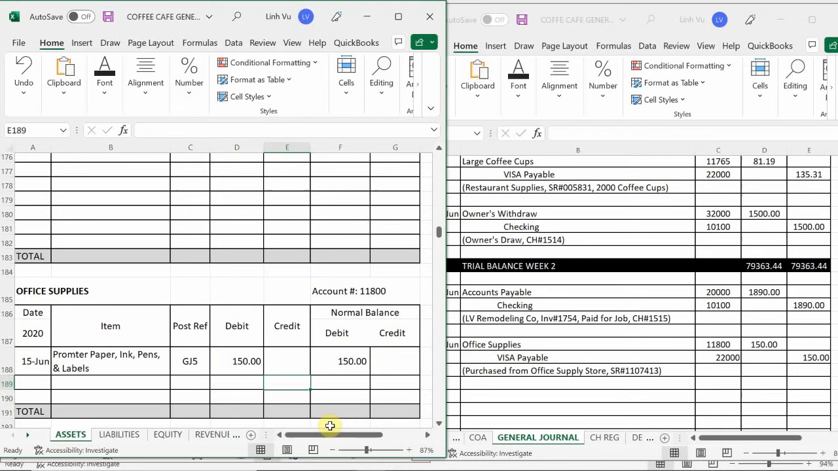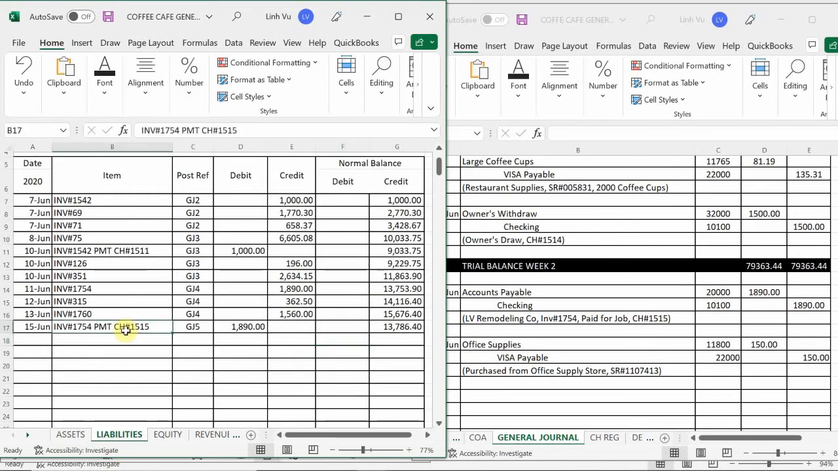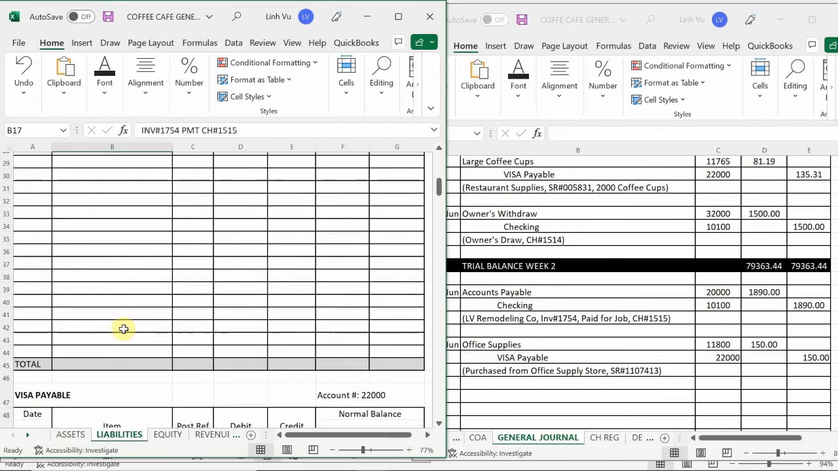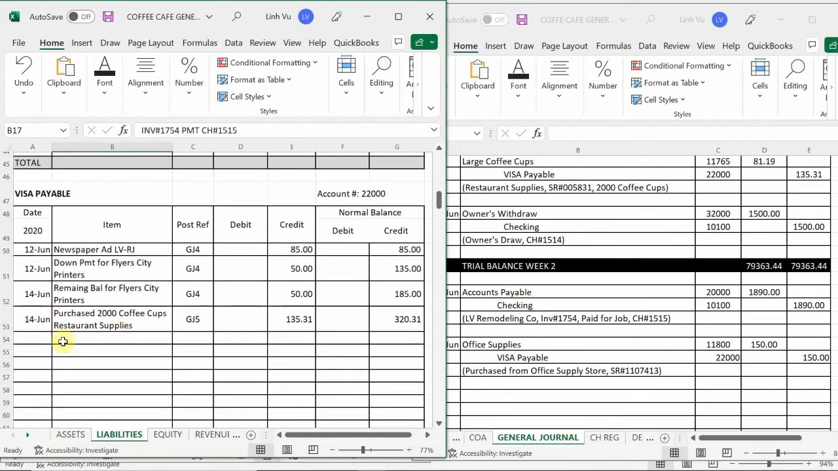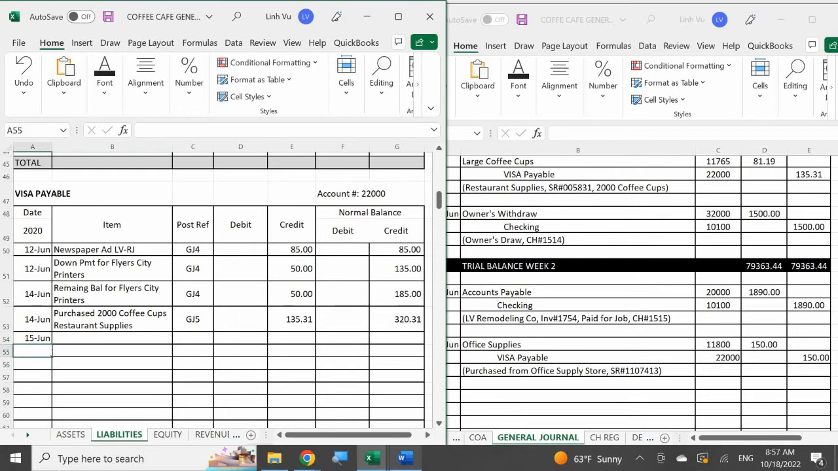Right, so we'll go to the credit card. We need to update the credit card so we know how much we owe, because we spent more money on the credit card. And here we are, Visa payable. What did we charge our credit card for? Office supplies.